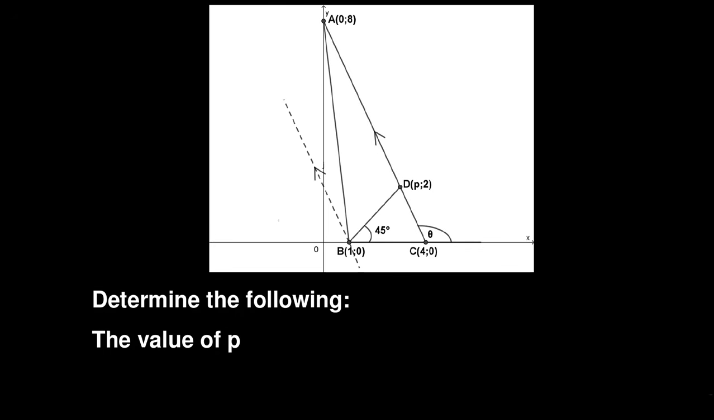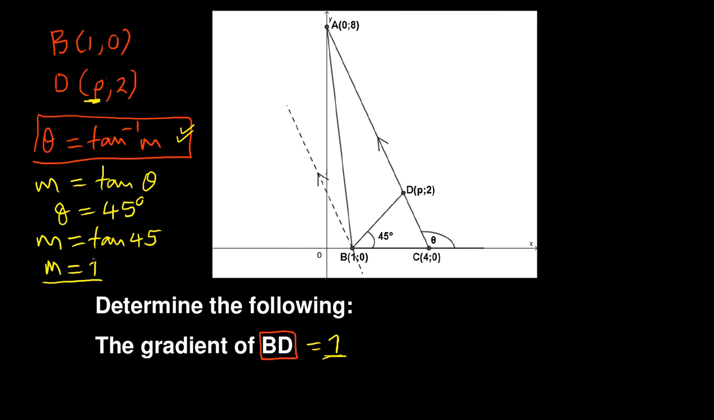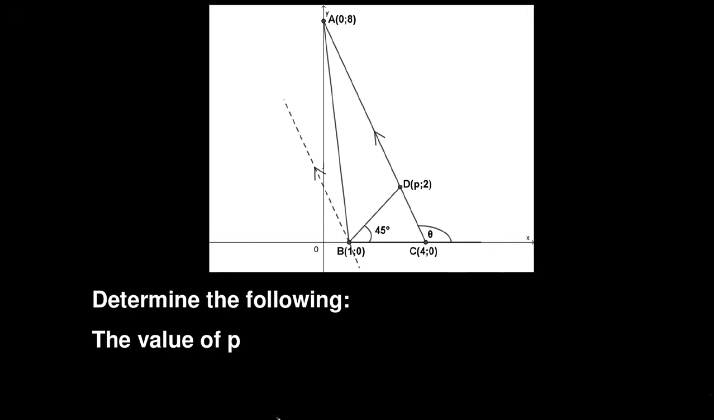To get the value of P from the information that we were given, remember from the previous question, they wanted us to find the gradient of this line, and that particular line was the gradient of BD. Now they want to find the point P, and it is linked to the gradient of BD. How do we link it? If we say the gradient of BD, remember M is equal to 1, and also what we know is we are given that our B is (1, 0), our D is (P, 2).